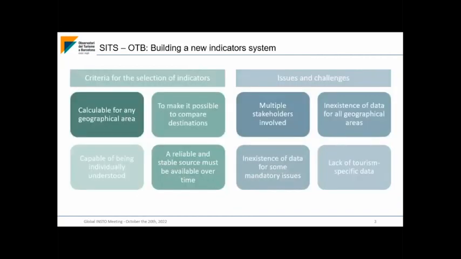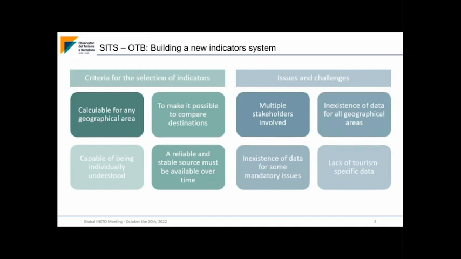So when selecting the indicators from that list that we identified, which was more than 200 indicators, the criteria that we took into account, and that you can see on the left side of the screen, were the ideal. The ideal was to find indicators that were calculable for any geographical area. That means not only Barcelona city, but also the region and then the destination as a whole. They had to make it possible to compare destinations regardless of their characteristics. They had to be capable of being individually understood, and also a reliable and stable source should be available over time, so each of the indicators could be updated at least once a year.